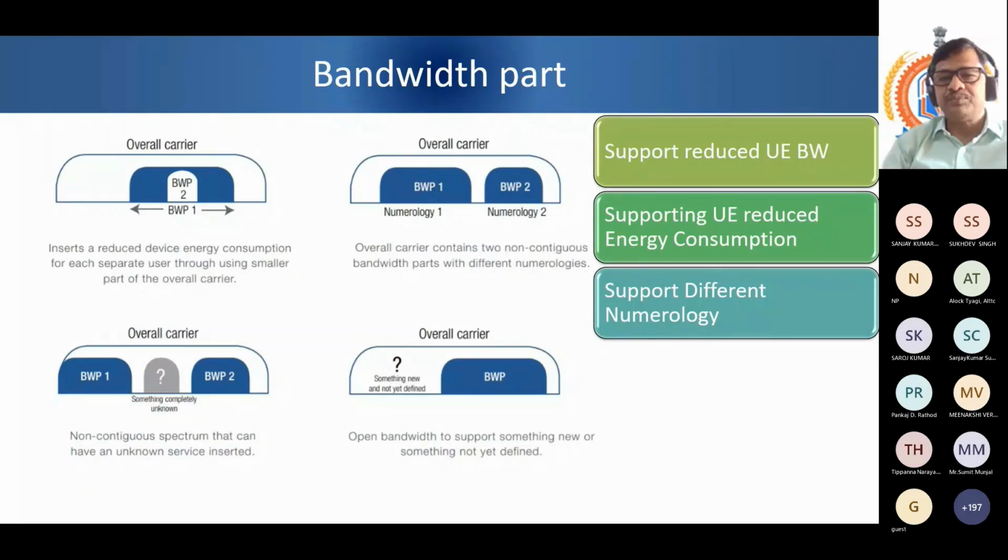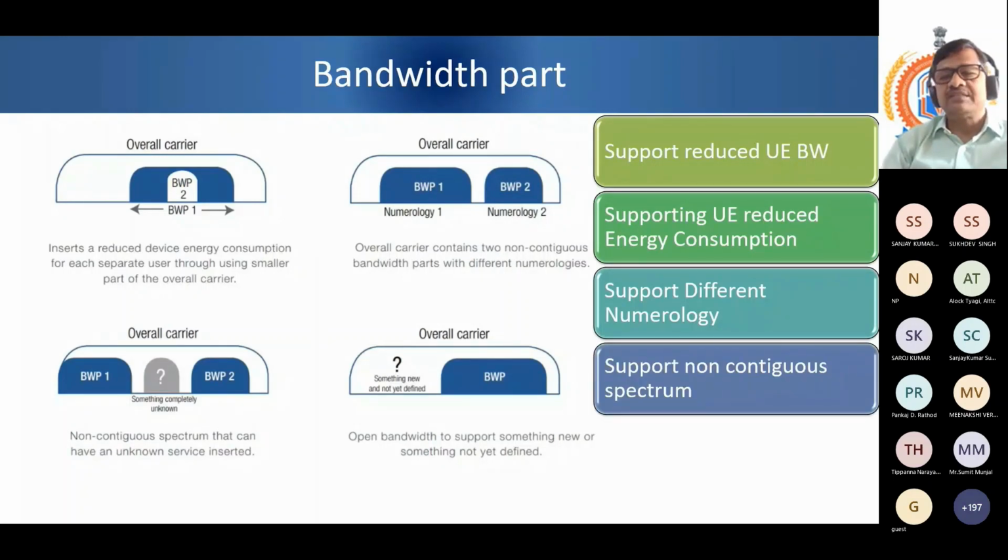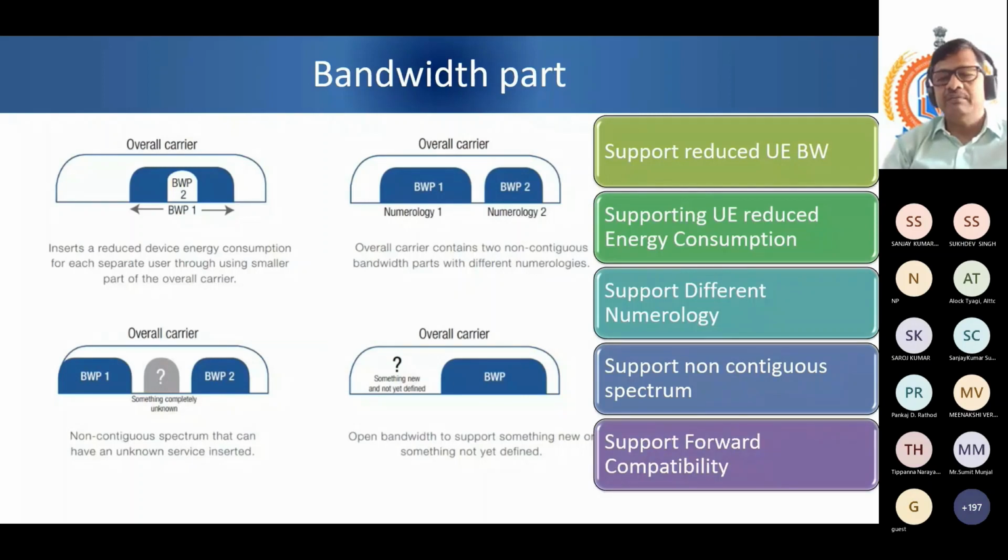So it supports different numerology. It also can support non-contiguous spectrum, and it is for forward compatibility. So these are various use cases. Somebody is asking me to talk about bandwidth part again. So let me give you an example.